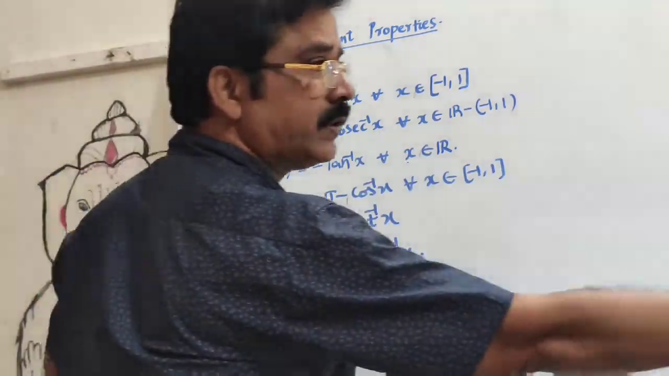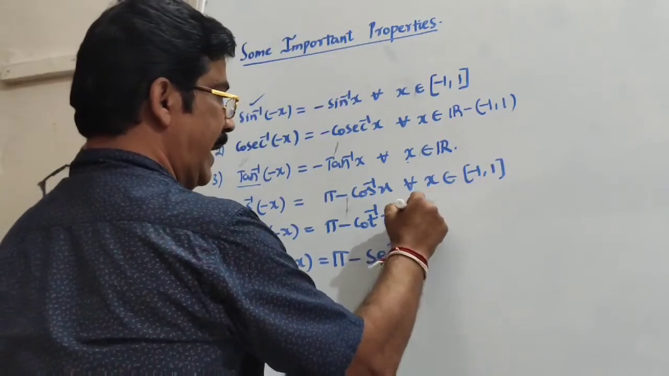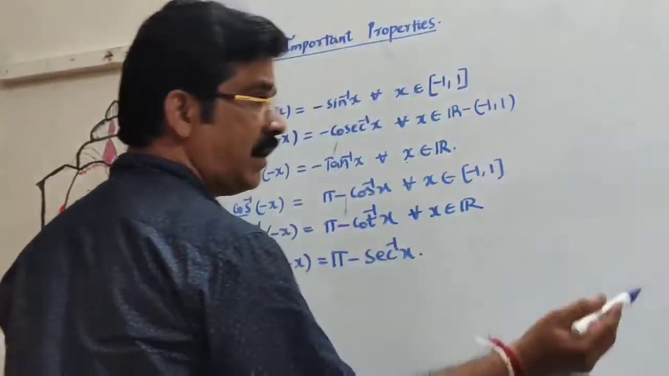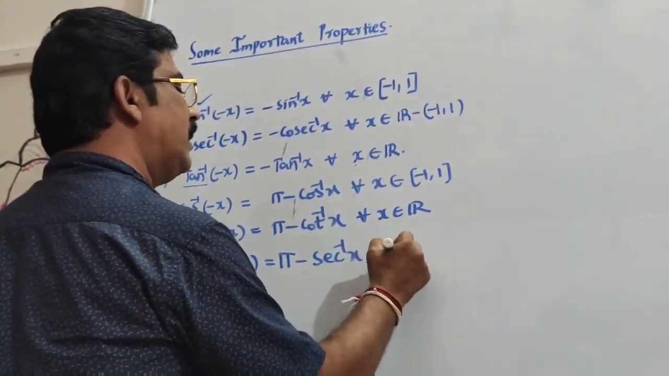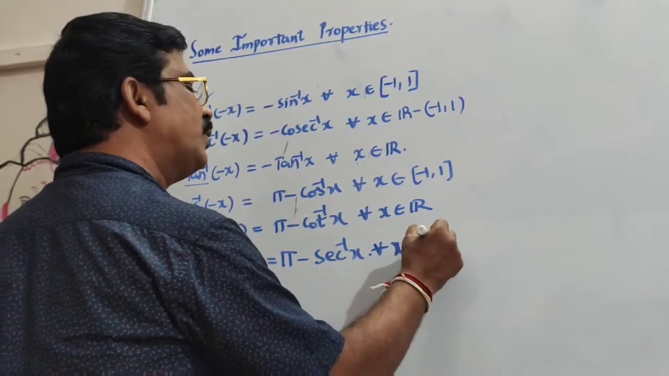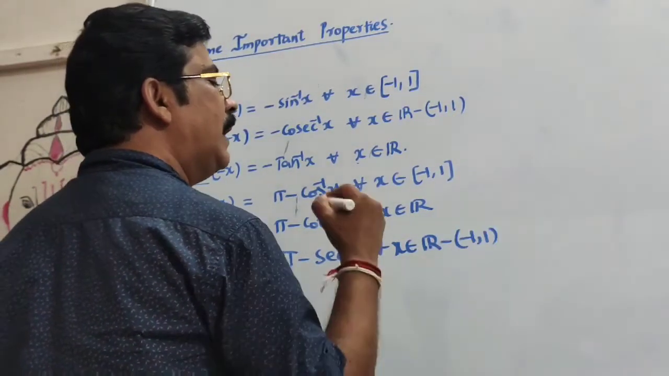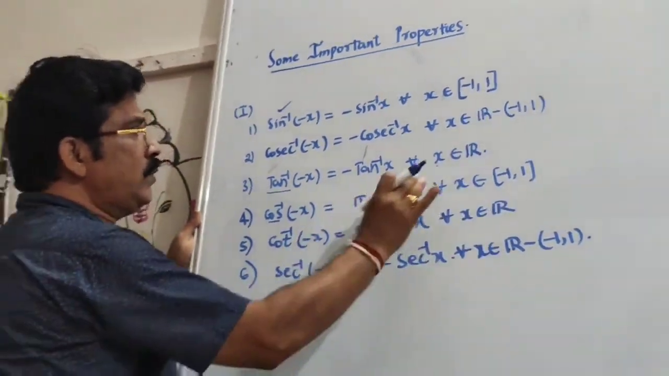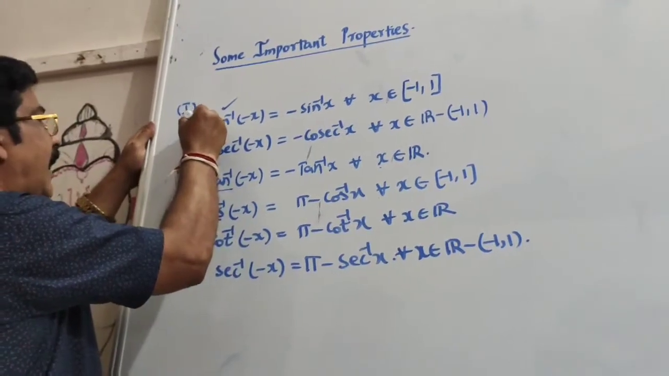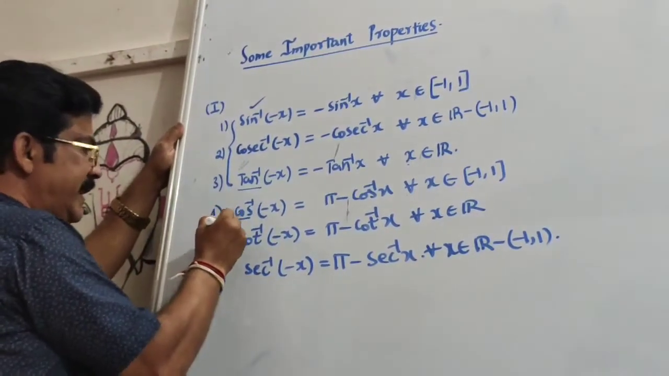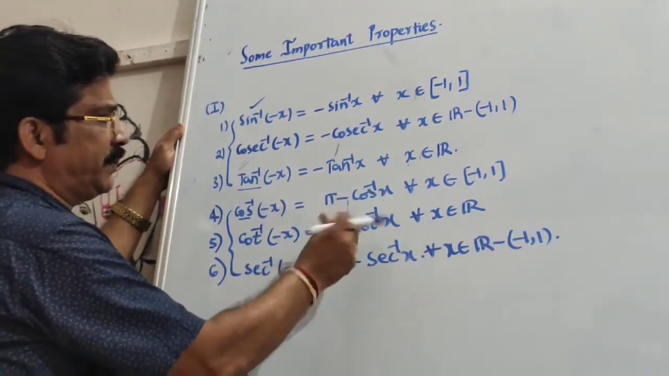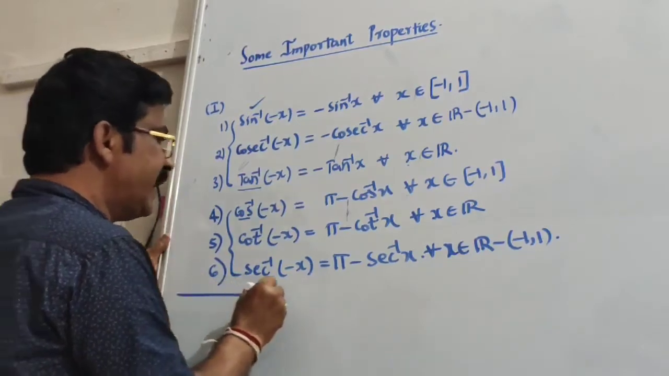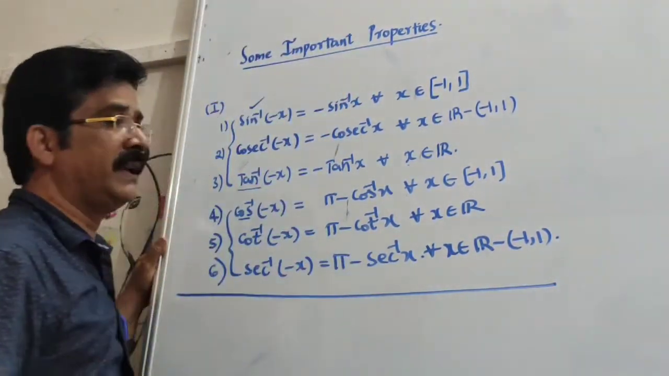Next, the domain of cot inverse of x means R, for all x belonging to capital R. Here the domain of secant inverse is R minus the open interval of -1 comma 1. So for all x belonging to capital R minus the open interval of -1 comma 1. So it is the domain of the respective functions. These three have the same pattern, just like pi minus, pi minus, pi minus. It is just minus, minus, minus. So you can easily remember all these 6 formulae.